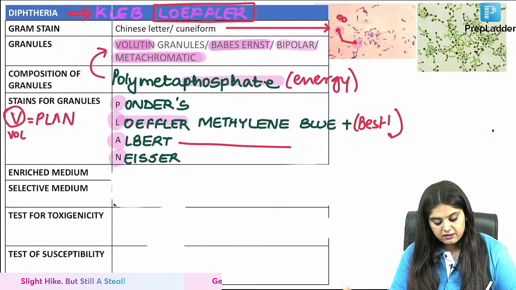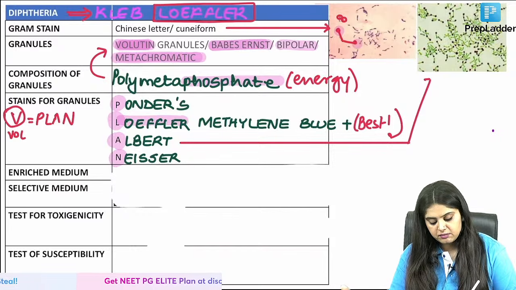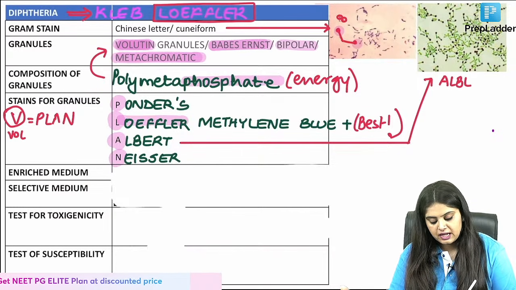Out of them, they will give you a picture of Albert stain as has been shown over here. You will be asked about Albert stain: what is the composition of this stain?